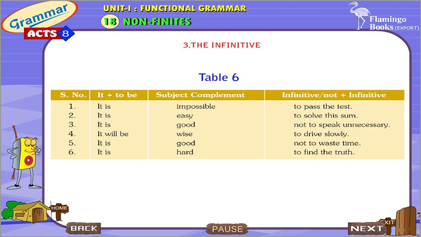Table 6: It plus to be, subject complement, infinitive or not plus infinitive. It is impossible to pass the test. It is easy to solve the sum. It is good not to speak unnecessarily. It will be wise to drive slowly. It is good not to waste time. It is hard to find the truth.